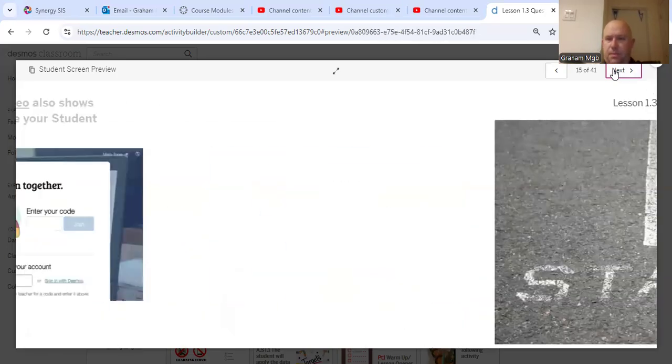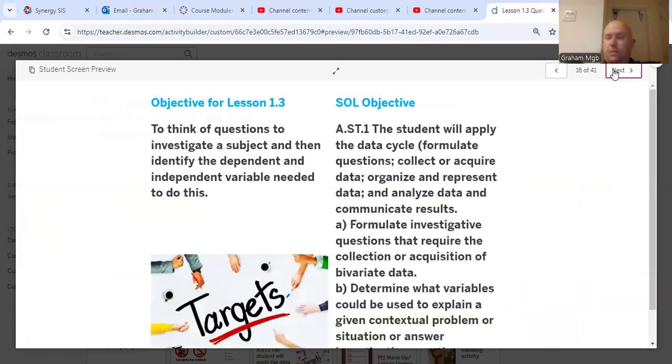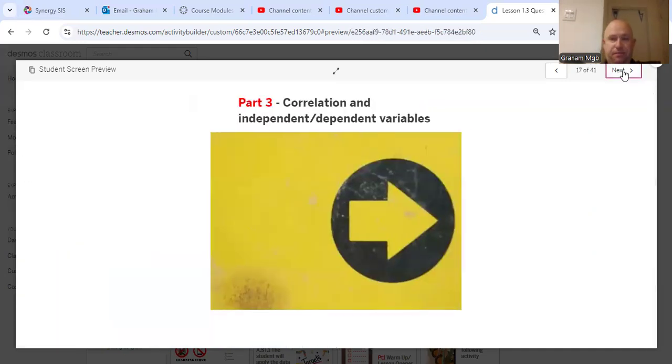So we will skip through that part and we'll look exactly at what's happening in lesson 1.3. This is the SOL objective, but we're going to focus on our specific objective because this is a little easier to understand. We want to think of questions to investigate a subject and then identify the dependent and independent variable needed to do this. And we talked a little bit about dependent and independent last time, but really we're looking at the missing part of the data cycle that we did do last time, which is to ask a question.